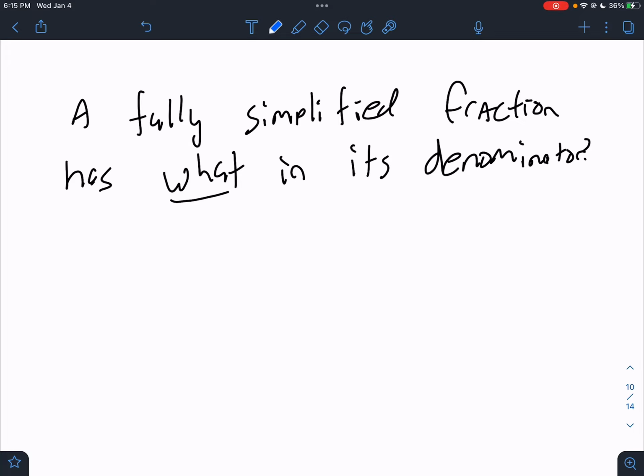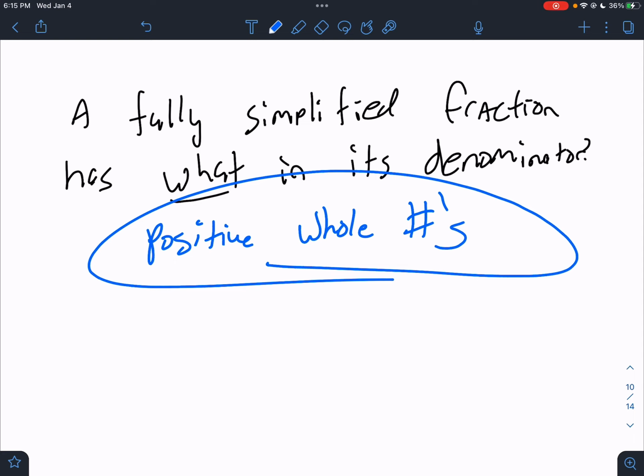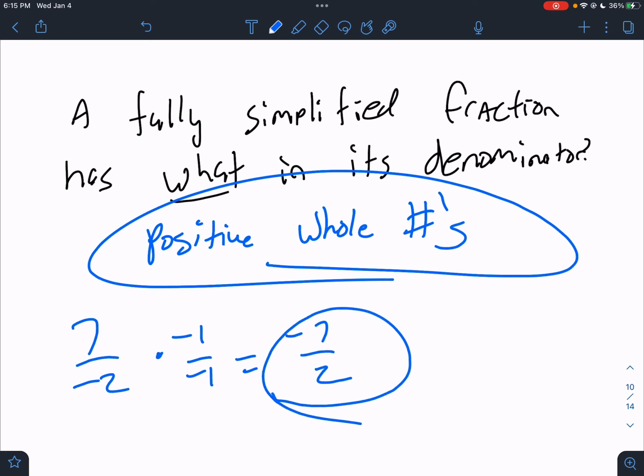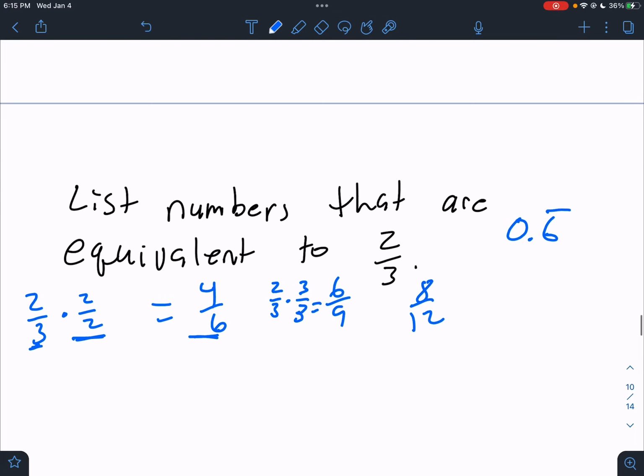In a fully simplified fraction, what has to be in the denominator? Positive whole numbers. And whole numbers by default have to be positive, but I need to emphasize positive whole numbers. 7 divided by -2 is not simplified. You would need to multiply the negative to the top. That's the simplified answer.